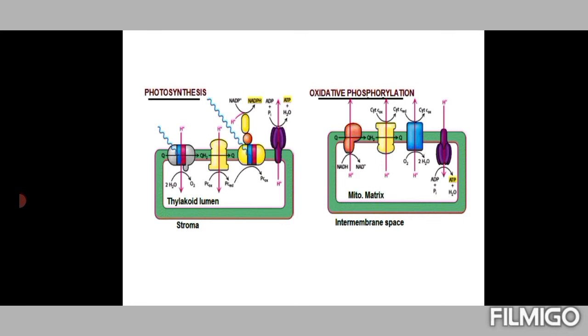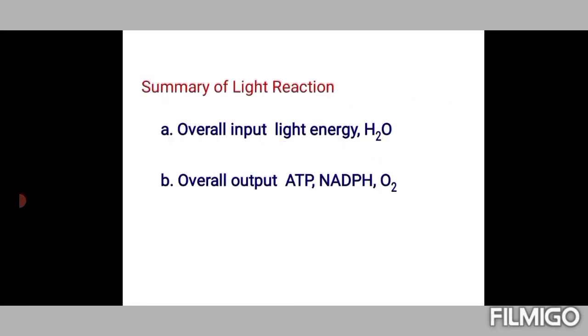The involvement of ATP synthase is similar, the structure is also very similar, and the theory behind H plus getting converted or used up for synthesis of ATP, the chemiosmotic theory, is the same followed during both processes for production of ATP. Now the summary of light reaction: overall input is light energy and water. The overall output is ATP, NADPH and oxygen.